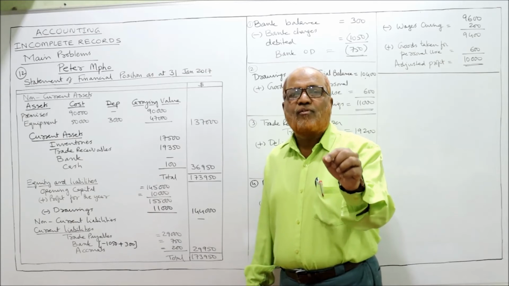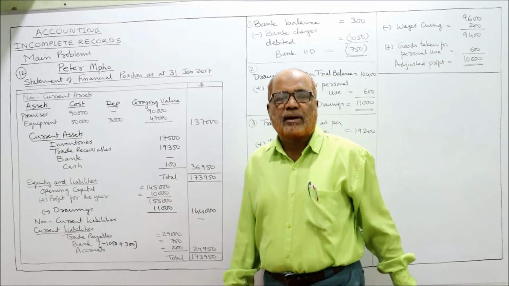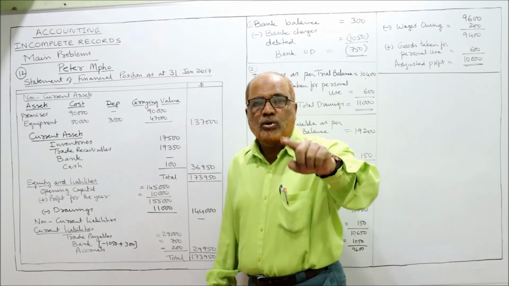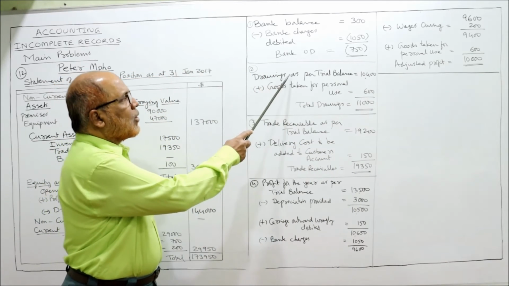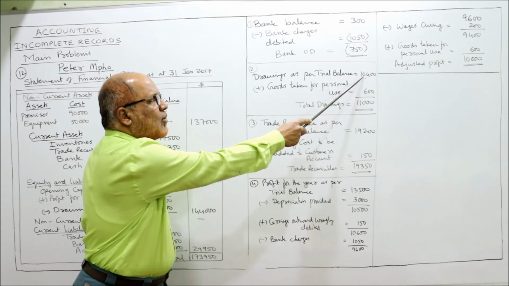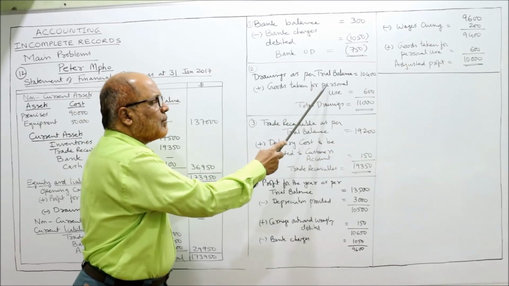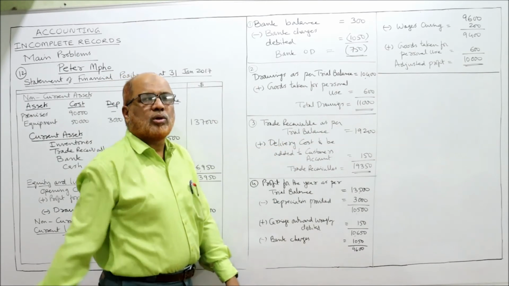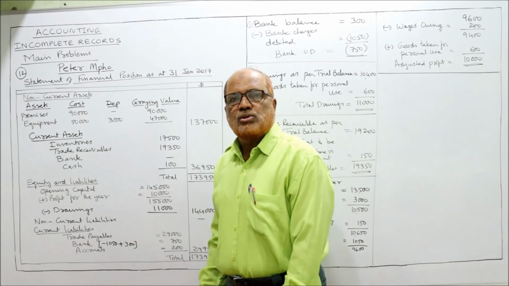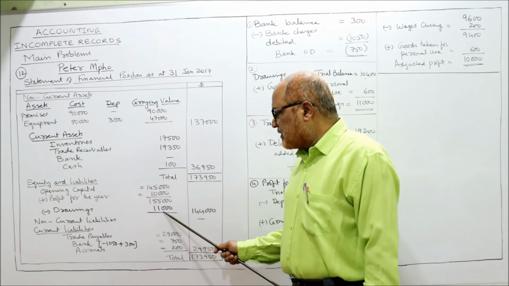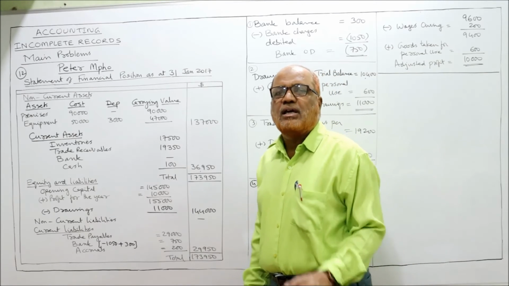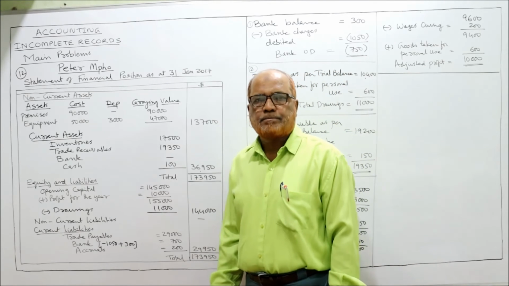Actually 10,400 is the drawings given in the trial balance. To this we add 600 goods taken. Here drawings as per trial balance 10,400. Add goods taken for personal use 600. The total drawings will be 11,000. So here total drawings 11,000. Deduct 11,000, 1,44,000 is the equity capital.